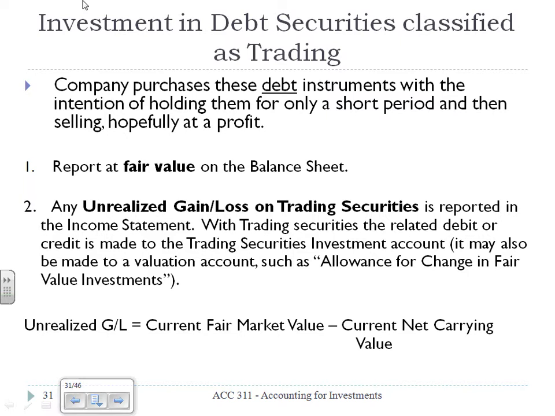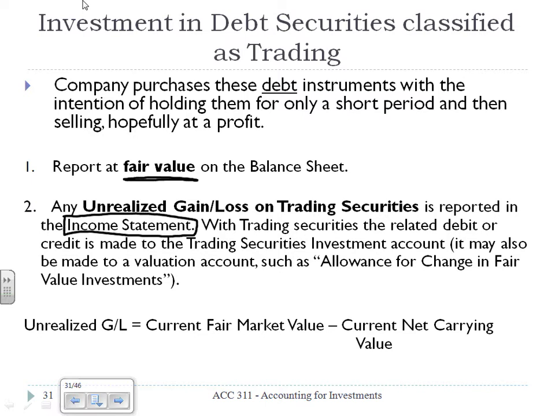And so if we have an investment in debt and we classify it as a trading security, this is the notion that we're going to try to hold these securities with the hope of making a short-term trading profit. So the key here now is that we're going to report at fair value on the balance sheet. So these securities are going to show up at fair value. Any unrealized gain or loss on trading securities is going to be reported on the income statement. And so these unrealized gains and losses show up on the income statement and get treated just like realized gains and losses.